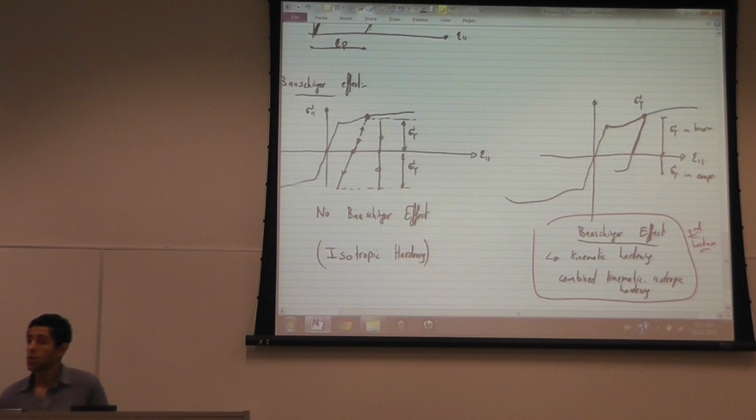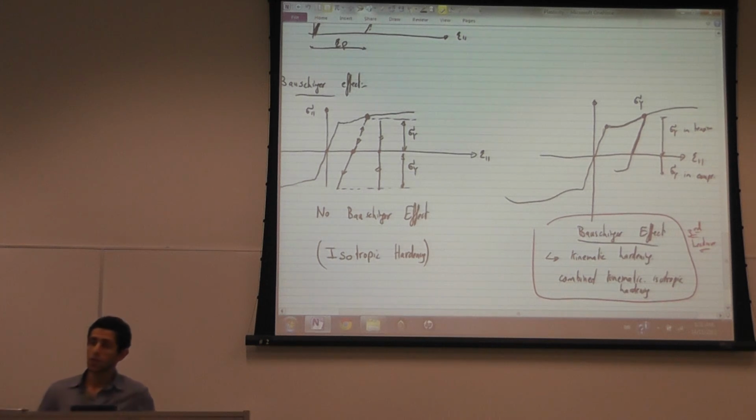Now, yes? Just a question, I think I missed it. So, typical mild steel exhibits no Bauschinger effect, right? Yes. That's because the stresses don't really increase that much, because the increase in the yield stress here is not that high. For high strength steels, you get more Bauschinger effect because the difference between this and this is much higher. Okay.